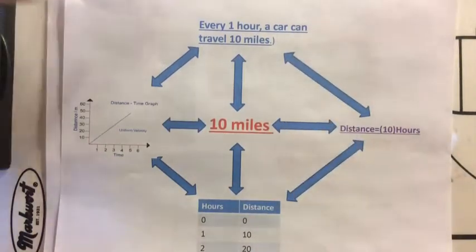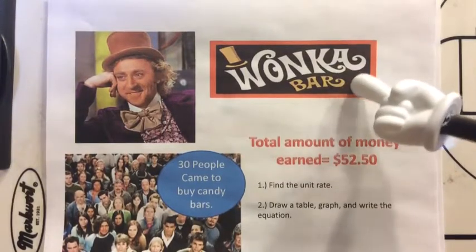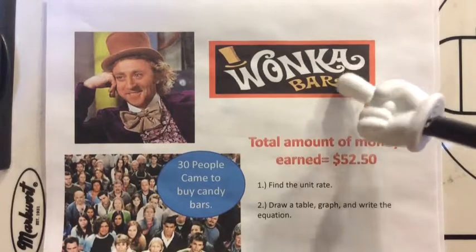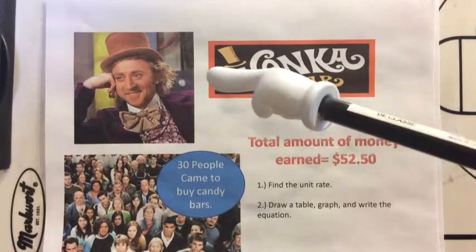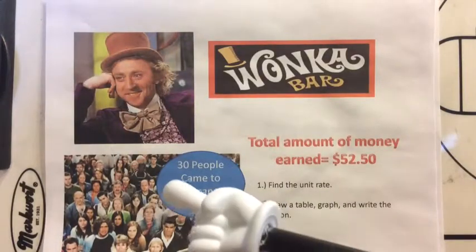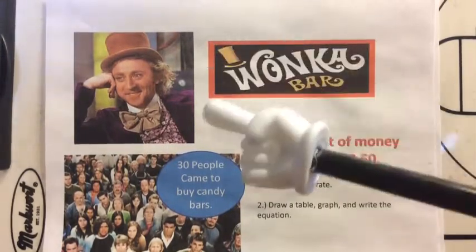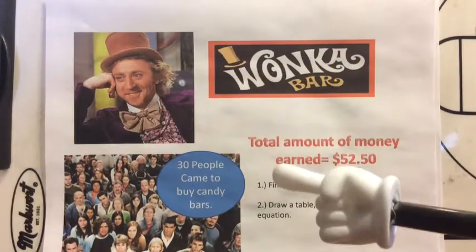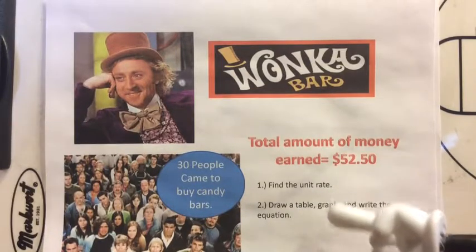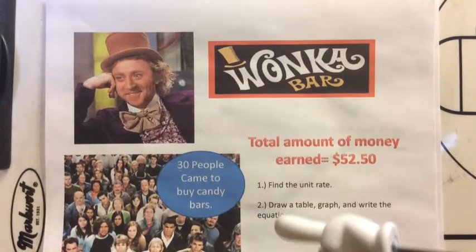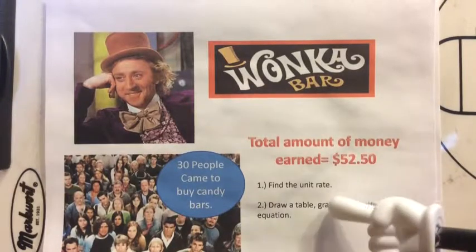So if we were to look back at our word problem, Willy Wonka is about to sell his new Wonka bar. Now at opening day, about 30 people came in to buy said new candy bar, and after everyone bought a candy bar, Wonka made a total of $52.50. Now your mission in the next few minutes is to find the unit rate and to draw a table, a graph, and write the equation. So I'll give you a few minutes now to see if you can find and solve each of these steps.